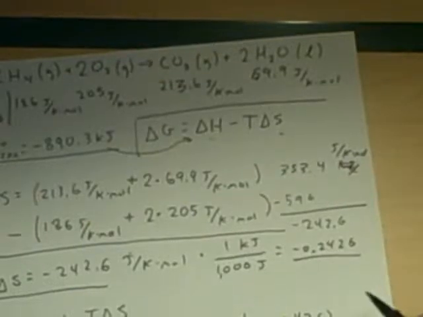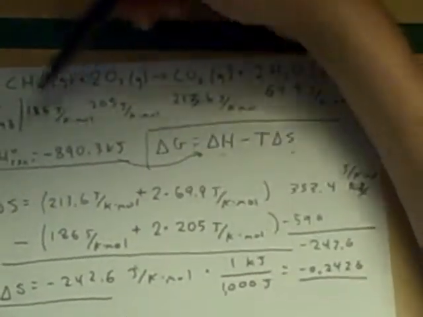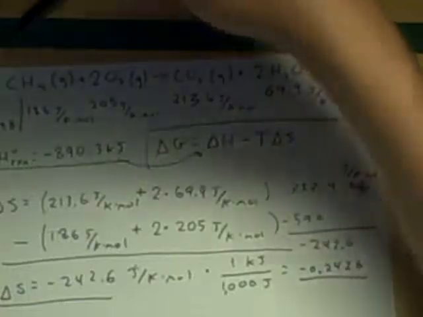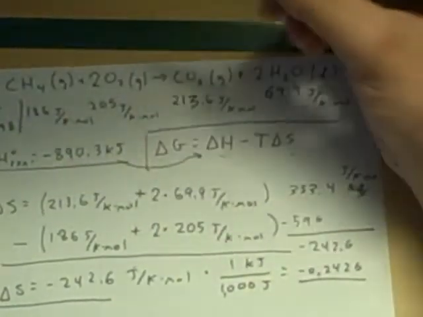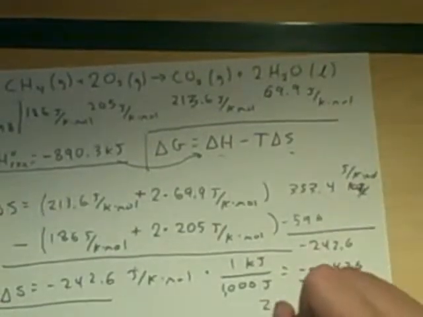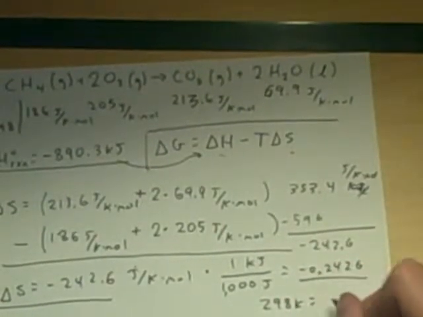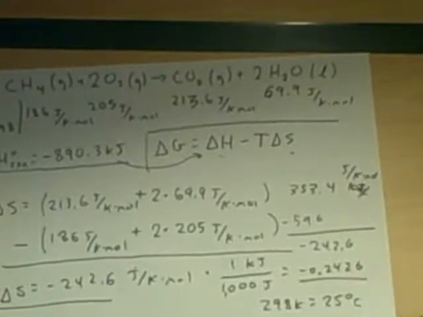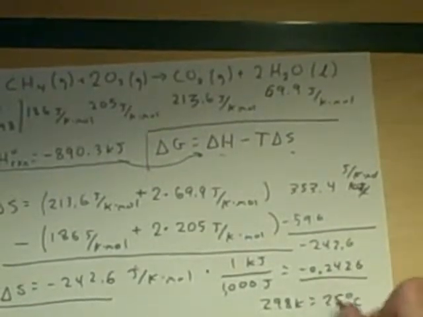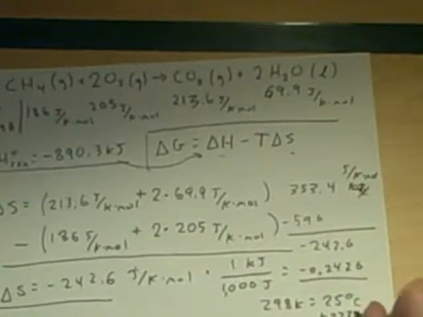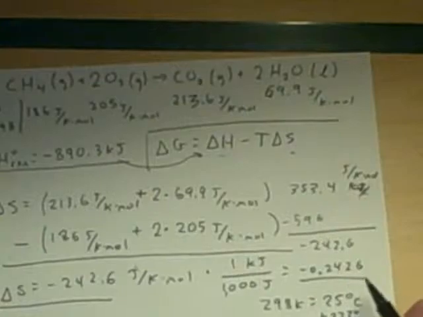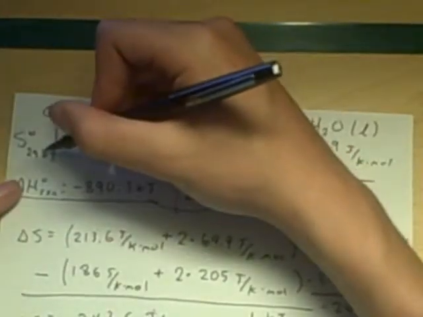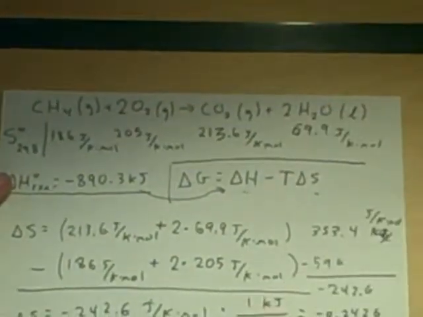Now T, because we used the entropy of formation in standard temperature per mole, standard temperature is 298 Kelvin. 298 Kelvin is equal to 25 degrees Celsius. To go from Celsius to Kelvin, you just add 273 degrees and you end up with Kelvin. So we're going to use that number, 298 degrees Kelvin. It's actually just 298 Kelvin. So 298 K.